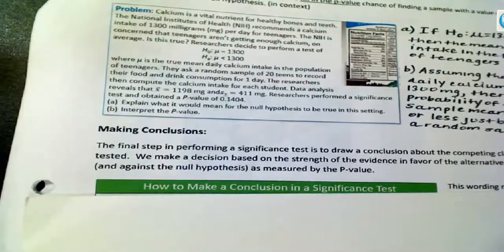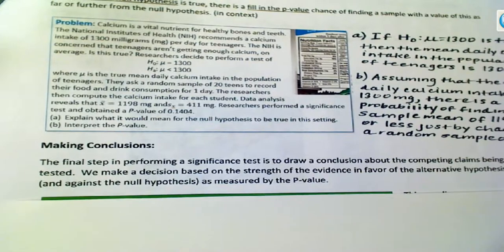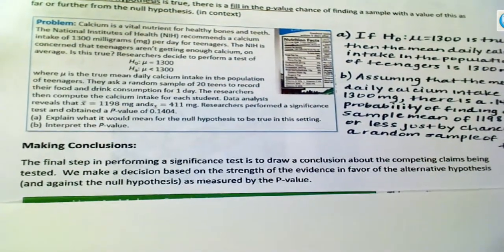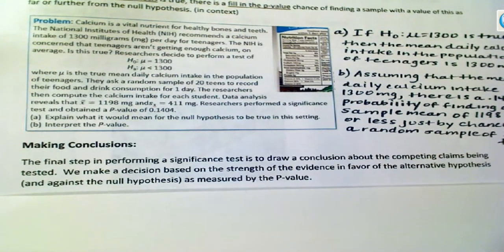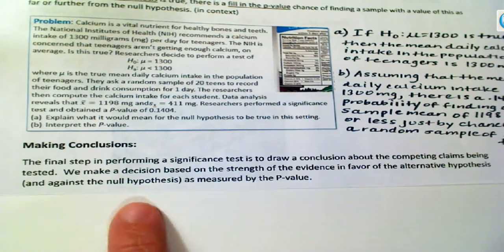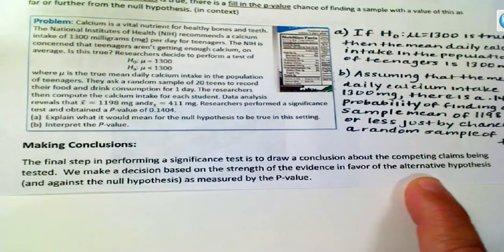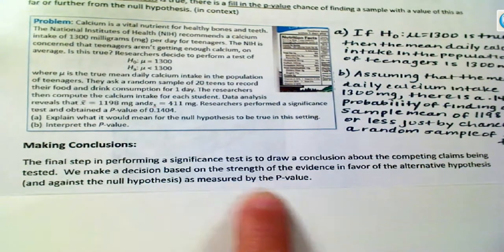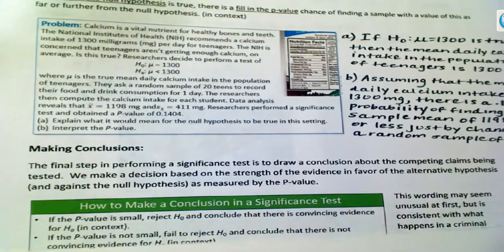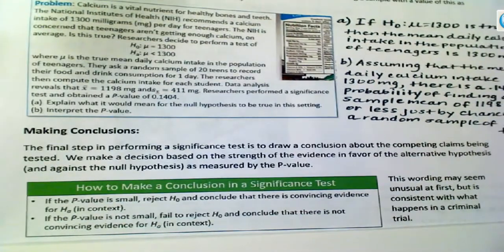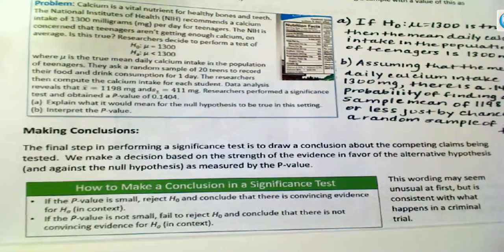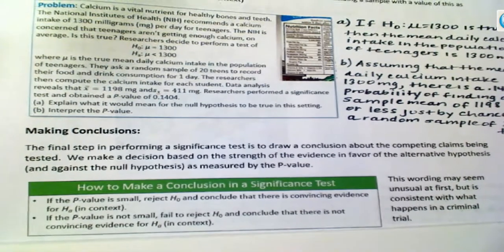So making conclusions. The final step in performing a significance test is to draw a conclusion about the competing claims being tested. We make a decision based on the strength of the evidence in favor of the alternative hypothesis and against the null hypothesis, and that's what is being measured by the p-value. It is the strength of evidence in favor of the Ha and against the H0, as measured by the p-value. All right, so how do you make a conclusion? If the p-value is small, you reject the H0 and you conclude that there's convincing evidence for the Ha. And you're going to write it in context. So we're going to practice how to write this down.